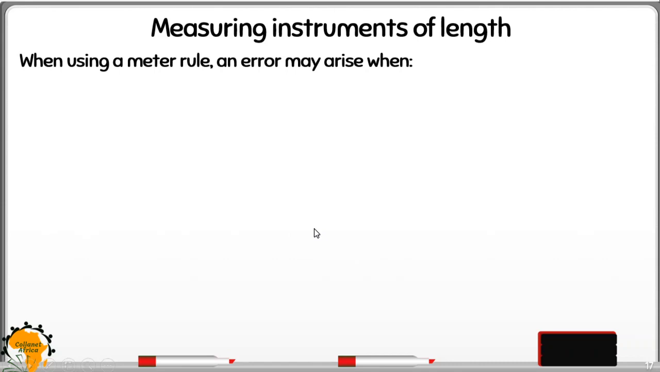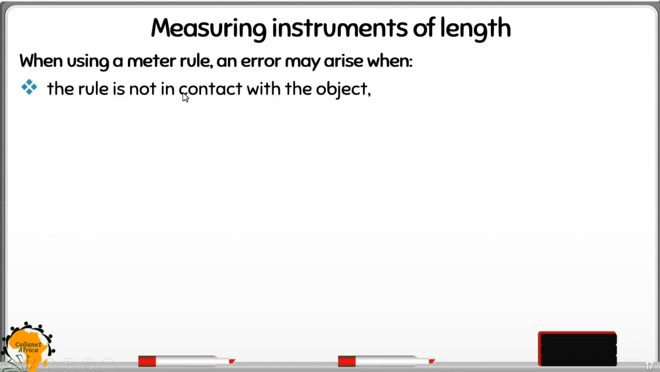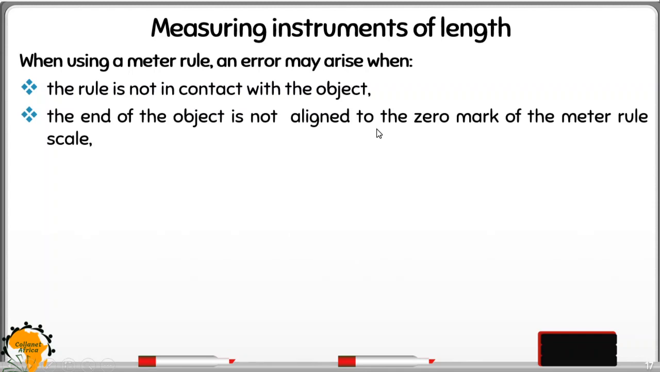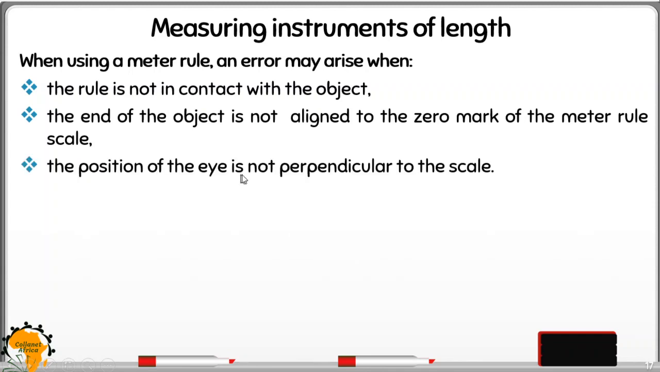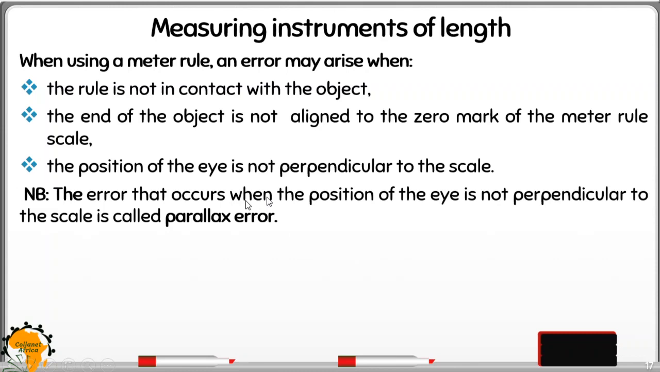So when we are using a meter rule, we may get an error, number 1, when the rule is not in contact with the object, and number 2, when the head of the object is not aligned to the 0 mark. This will also give you a wrong reading. And finally, if you don't position your eye perpendicularly to the scale, this error is called parallax error. It is the error that occurs when the position of the eye is not perpendicular to the scale.